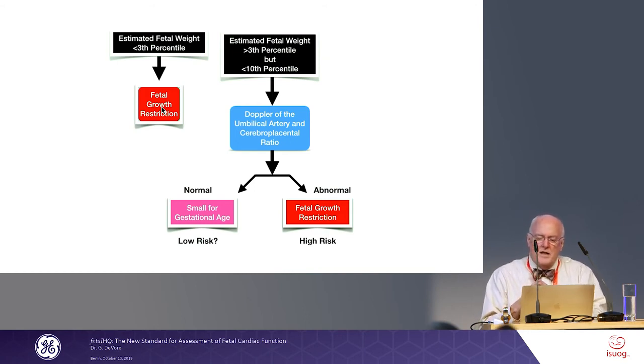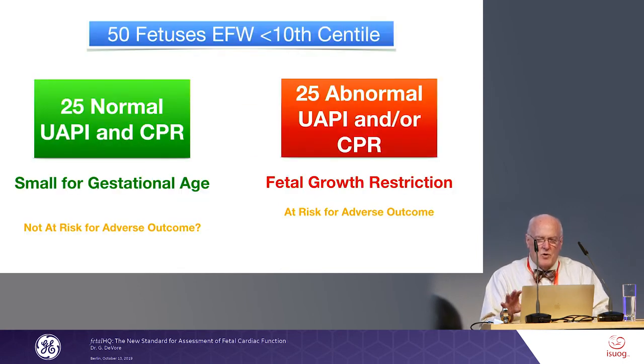Second, if you have an estimated fetal weight above the 3rd percentile but below the 10th percentile, and the Doppler of the umbilical artery and the cerebral placental ratio are computed, if it's normal, they're classified as small for gestational age. And people have thought that's low risk. And if the Dopplers were abnormal, either one or both, that's defined as growth restriction. So you see how that separates out, starting with the weight of the fetus, okay? So that's the classification scheme we used.